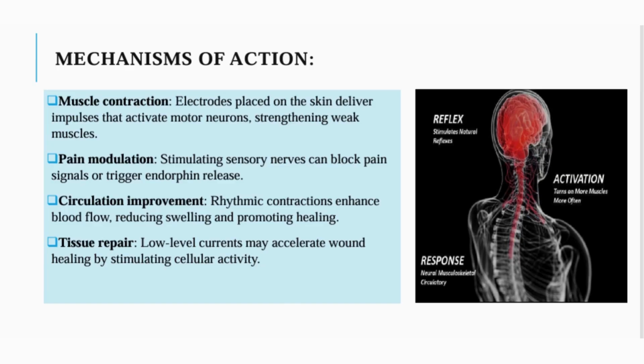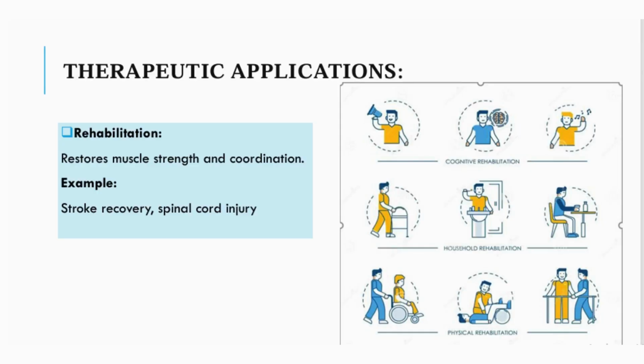So, what is the mechanism of action? First of all, muscle contraction. For example, electrodes placed on the skin deliver impulses that activate motor neurons and strengthen weak muscle. The second is pain modulation. Stimulating the sensory nerves can block pain signals or trigger endorphin release. The third one is circulation improvement. For example, rhythmic contraction enhances blood flow, reducing swelling and promoting healing. And the fourth one is tissue repair, in which low-level current may accelerate wound healing by stimulating cellular activity.